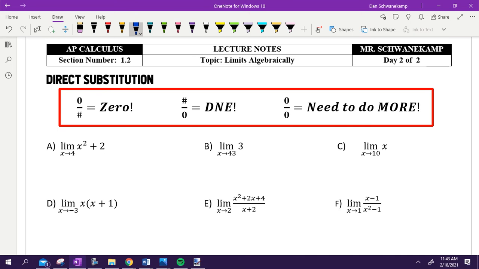All right. We learned yesterday, and you did a little bit in your homework last night, that you can find a limit simply by taking a number and plugging it in.